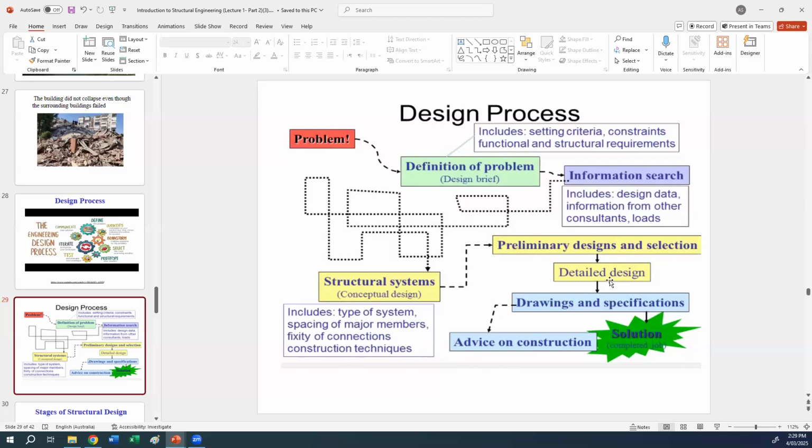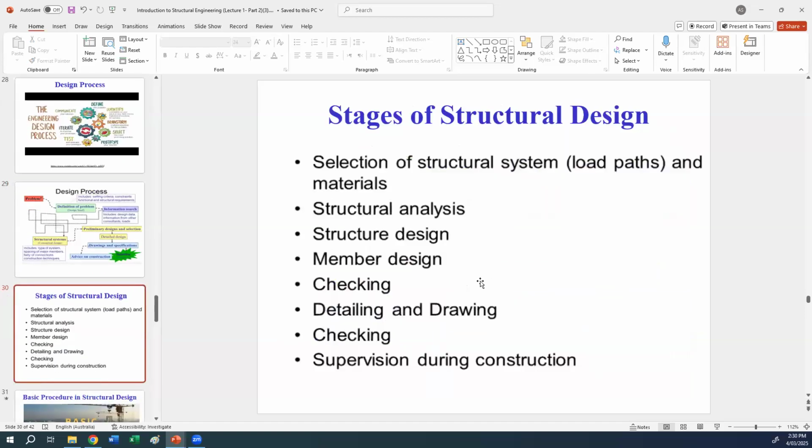Then the final step is the detailed design. After you decide all the design, the sizes of the members, the location of the members, and the connections between the members, you can produce the drawings and specifications, and you can provide the construction manager or the builder with the information about the construction. After the construction is done, your job is done. This is a schematic diagram of the design process, so that you can understand it.